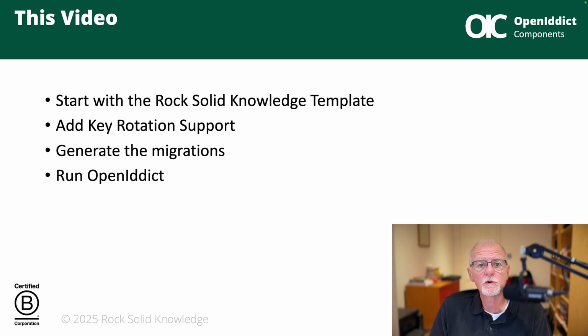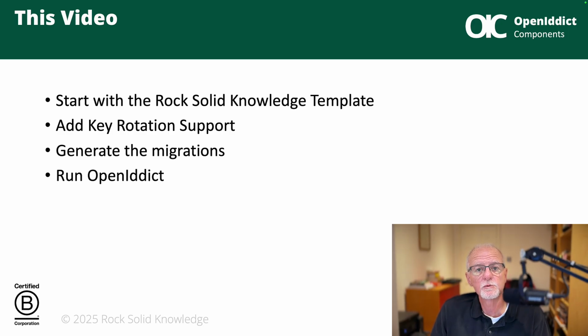Inside that project, we'll add the rock-solid knowledge key rotation component. Now that component requires an update to the OpenIddict database. So using that component, we'll generate some migrations and we'll apply those migrations to the database. Once we've done that, we can run the project and we'll then see this component in action. Okay, let's go and write some code.